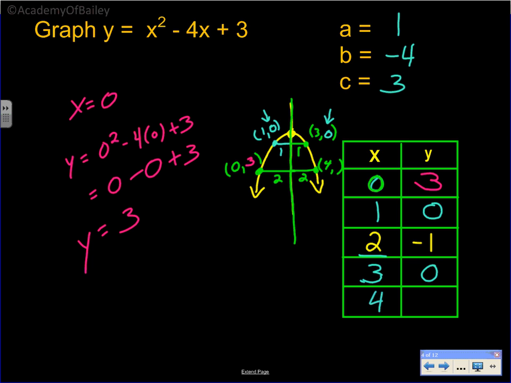We plug that into our quick sketch of the graph. So what about when x is 4? y is also equal to 3, because a parabola is symmetric about the axis of symmetry. So here we go. We have those 5 points.